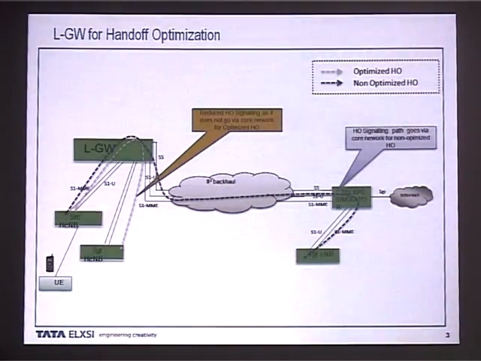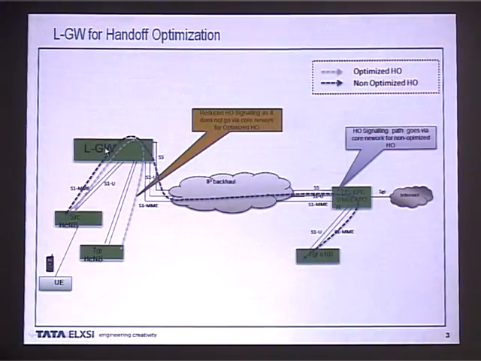This shows the setup diagram for handover optimization. It includes UE, which is running on a KVM platform, source eNode B and target eNode B, which are running on a Freescale platform, L gateway, which is running on a desktop PC, and EPC emulator, which is also running on a desktop PC. When a handover gets triggered, the source eNode B will send a handover required message to L gateway.